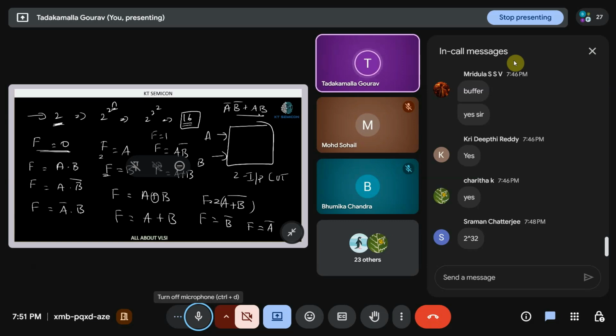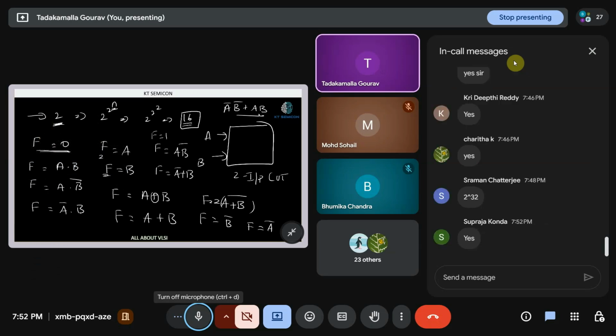Anything I have missed here? Does anyone want to add any other combination which we have missed? Any other expression which we can form? Yeah. So is it clear for everyone? Yes or no? Please let me know in the chat box. And what about others? Is it clear?